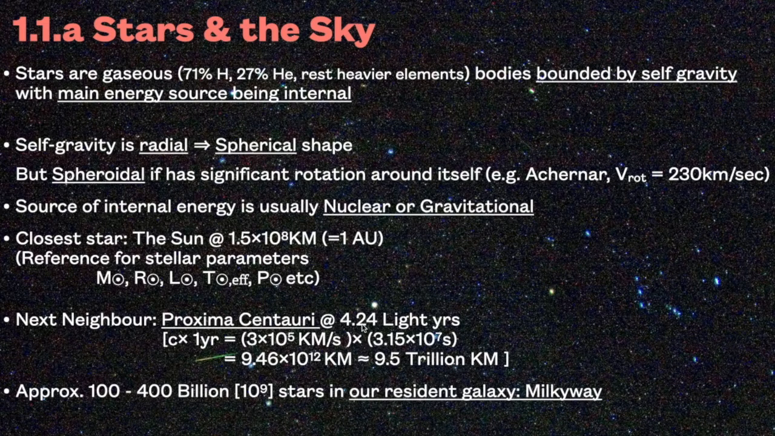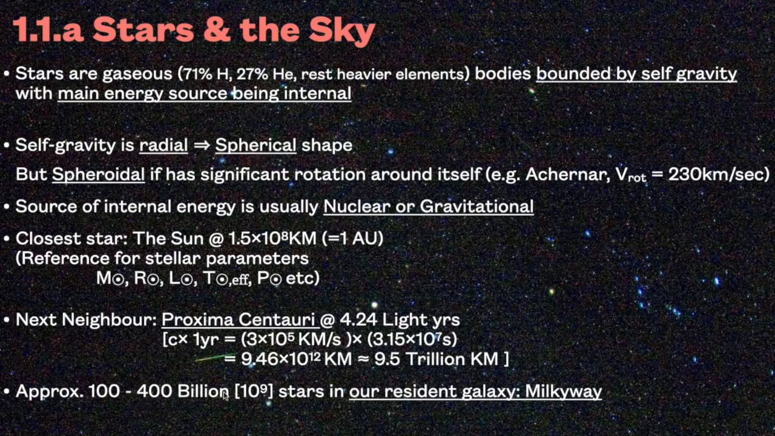It is nearly 4.24 light years away. You know what a light year is: the distance light can move in a 1 year time. One year, if you convert it to seconds, is 3.15 into 10 to the power 7 seconds, and this is your light speed. Multiplying them, we get nearly 9.5 trillion kilometers. I'm referring to kilometers for the beginning of the course, but eventually we'll talk about astronomical units and parsecs only.